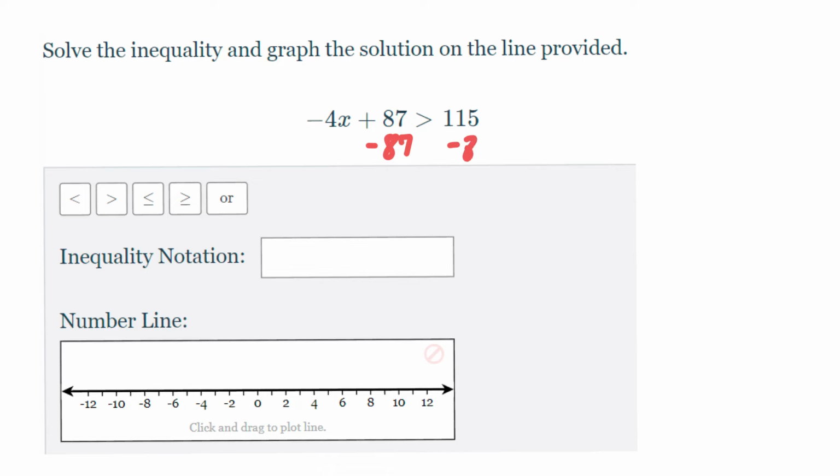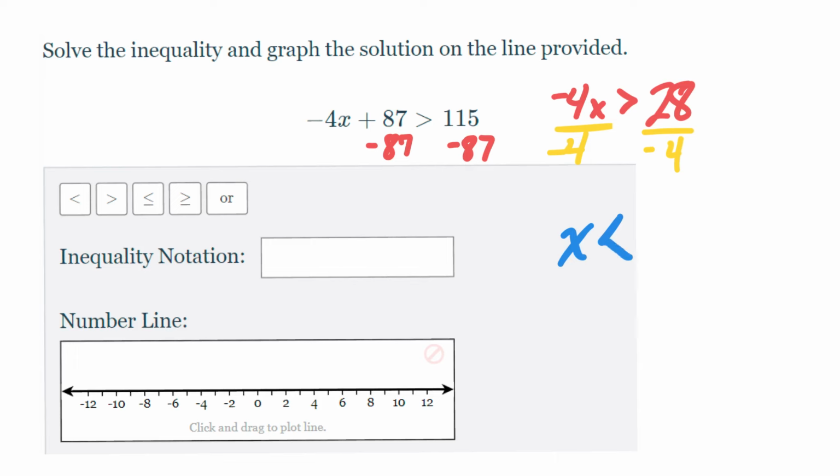We start by subtracting. I'm going to isolate the x in this case, so we subtract 87 because it is a plus 87, and we have negative 4x is greater than 28. And we run into a skill that we should have known from Algebra 1, but we're going to see it again. In order to get the x by itself, we need to divide by negative 4. And that is the skill that I'm referring to. Recall, when we divide by a negative number, we always have to flip the inequality.